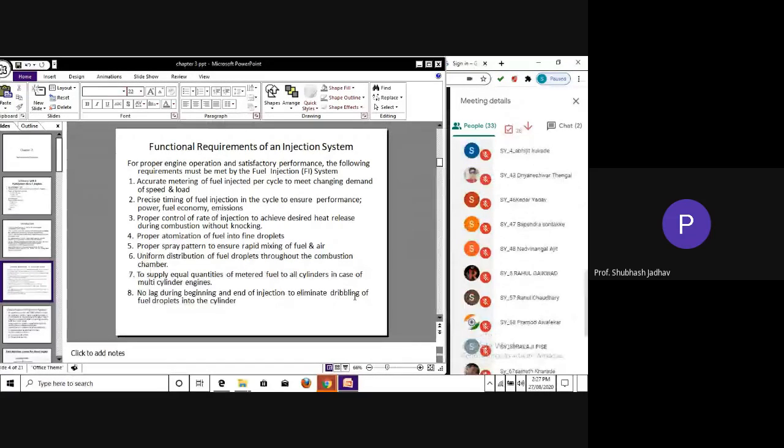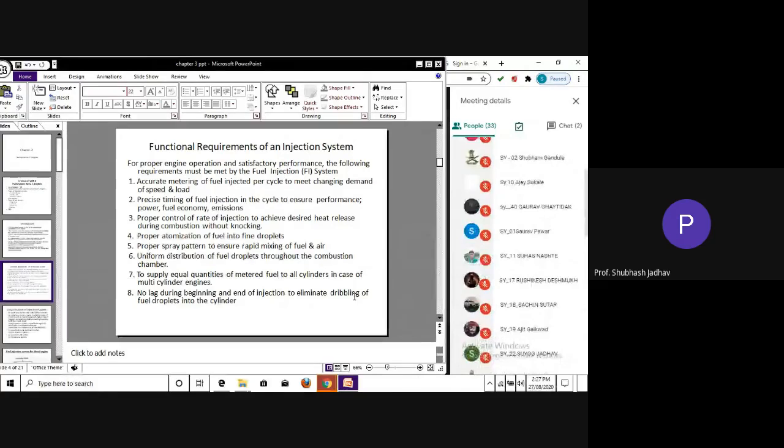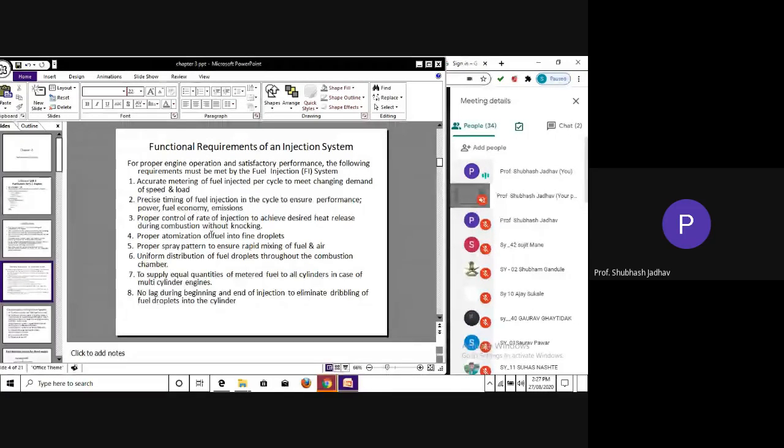So this was the requirement. Once again, we will revise the requirements. First, accurate metering, that means correct metering. The amount of fuel injected into the combustion chamber has to be proper as per the requirement, that is, as per the present demand of power, speed, etc., that much quantity of fuel has to be injected. Second, precise timing. The injection has to be not late, not early. It has to be at a precise timing.